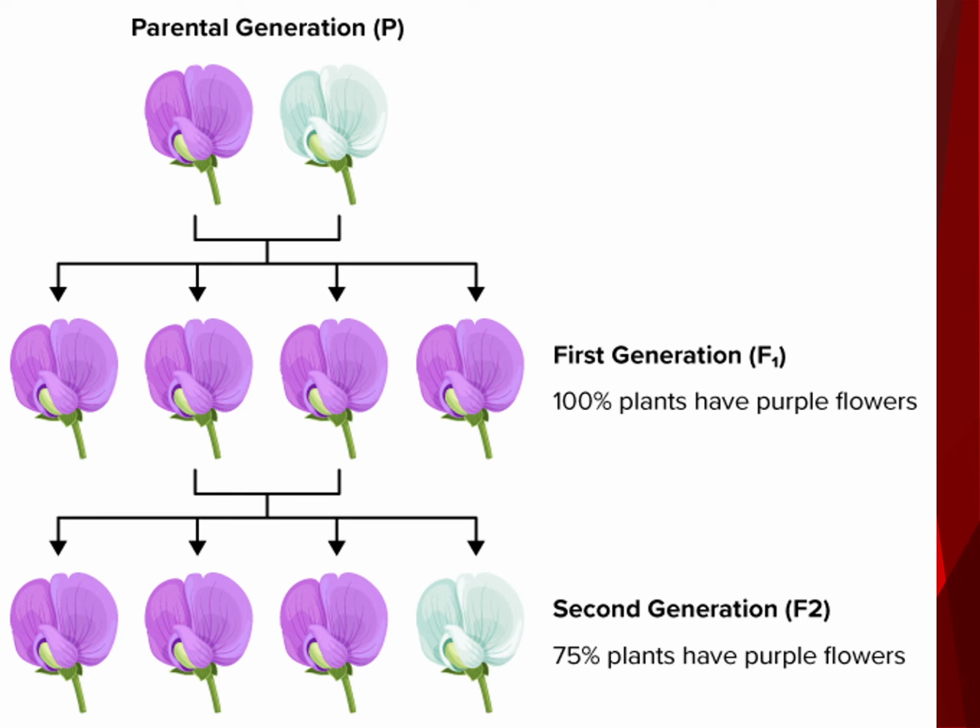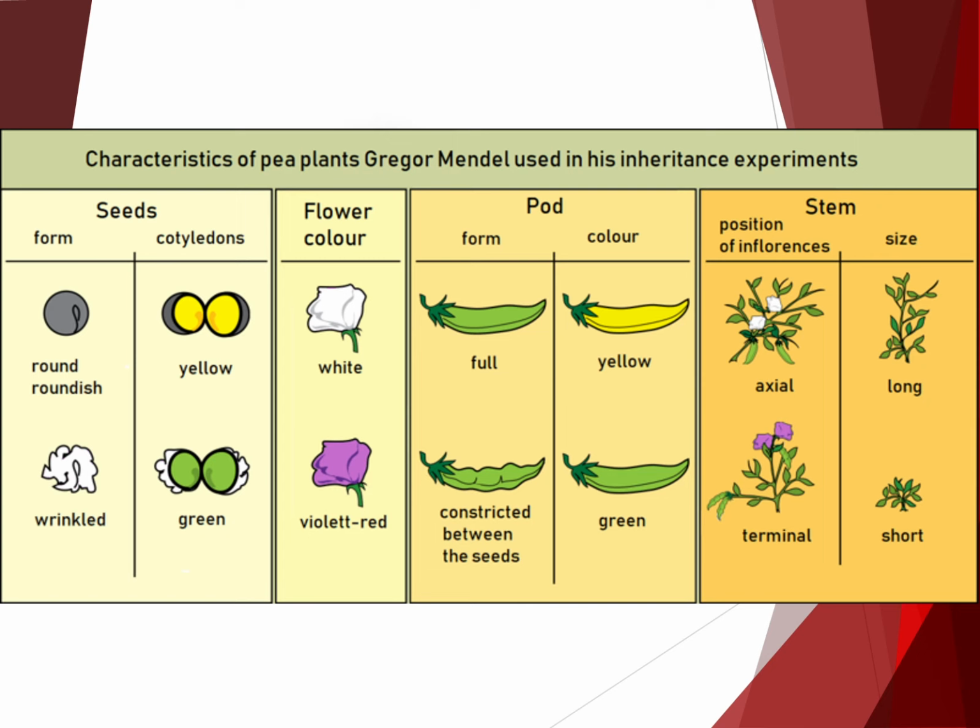When Mendel crossed the purple flower F1 generation plants with one another, approximately 25% of the F2 generation had white flowers. In other words, there was a 3-to-1 ratio of purple-flowered plants to white-flowered plants. Mendel observed these same results when he studied the traits for other characteristics, such as pea shape or pod color.